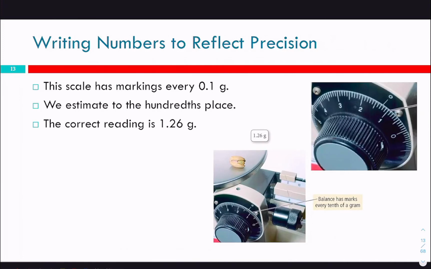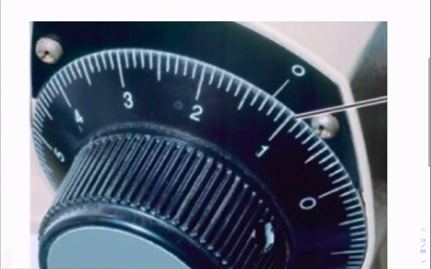So here's another example. If we have a scale that has markings every 0.1 gram, then we need to estimate to the hundredths place. It's 1 past our smallest marking. We can zoom this in. This would be our 1 gram. So then this is 1.1.